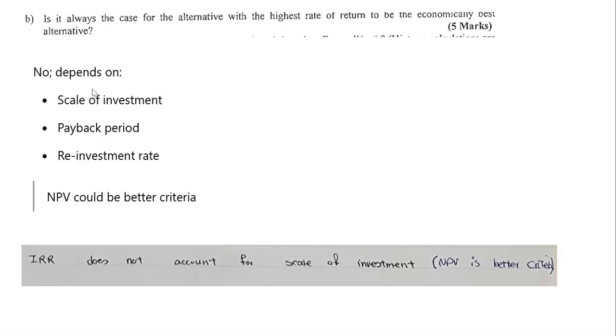Is it always the case in part B, for the alternative with the highest rate of return, to be the economically best alternative? No. To be honest, it depends. It depends on the scale of investment, payback period, and reinvestment rate. Usually, net present value, net present worth, could be a better criterion. Comparing rate of return and net present value, it's better to use net present value, because of the scale of investment, the reinvestment rate and the payback period. IRR, the interest rate of return, does not account for the scale of investment. Net present value is a better criterion.